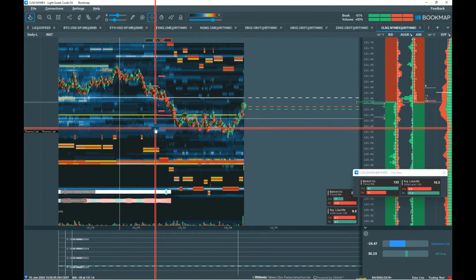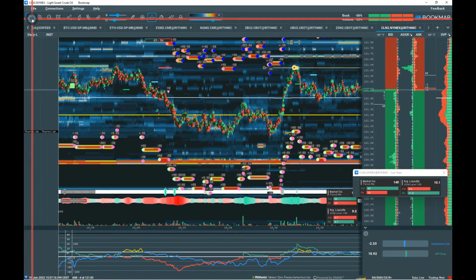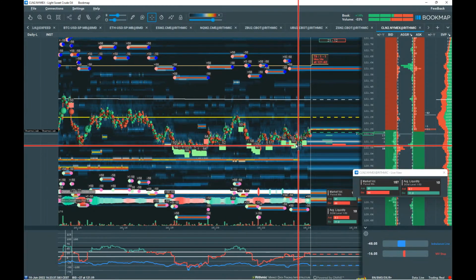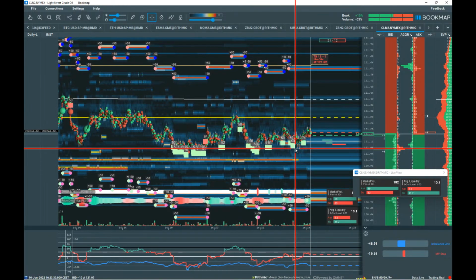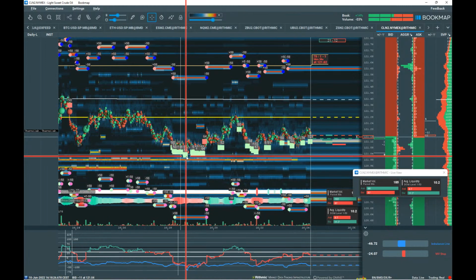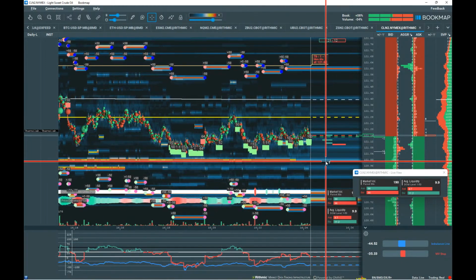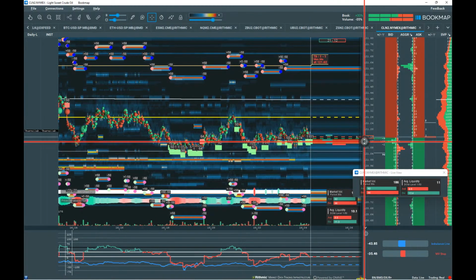Let me see what happens here. Yeah, this absolute volume is a little bit too tight, but anyway, I just wanted to show you how this can be seen as a good support here in this case. And you see what the price is doing here.